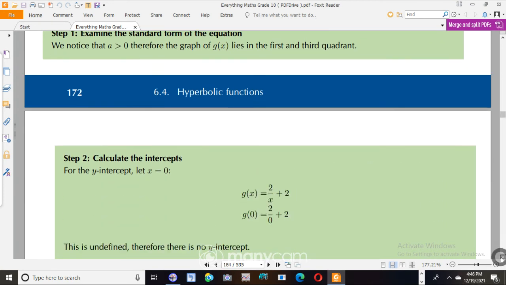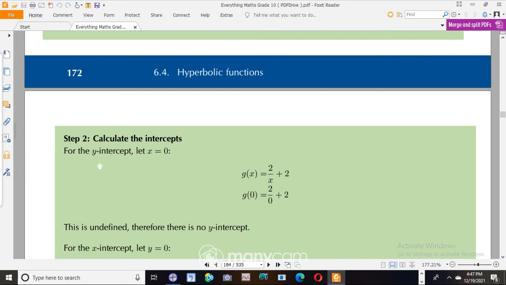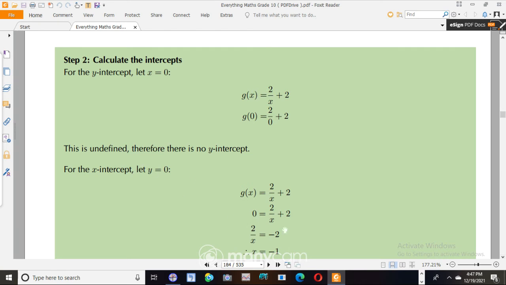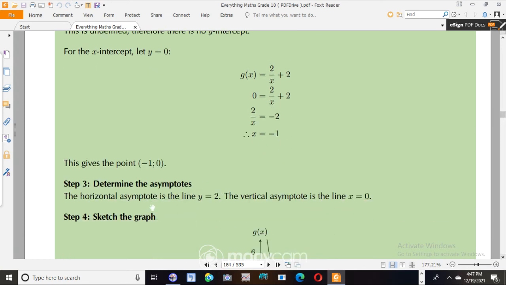Calculate the intercepts. For the y-intercept, let x = 0. This is undefined, therefore there is no y-intercept. For the x-intercept, let y = 0. Here we can calculate the x-intercept, which is (-1, 0). Determine the asymptotes. The horizontal asymptote is y = 2. The vertical asymptote is x = 0.